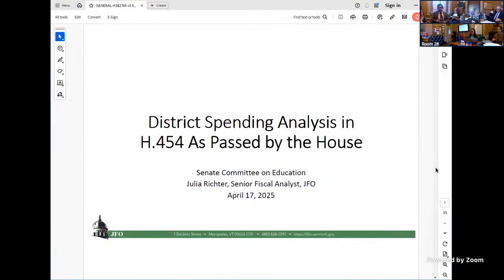So as the chair mentioned, he asked me to do some analysis of H454 as passed by the House, the foundation formula, education opportunity payments, varsity and small school grants that are included in H454 as passed by the House, and what those payments would look like, and some comparison analysis across different district and region configurations.